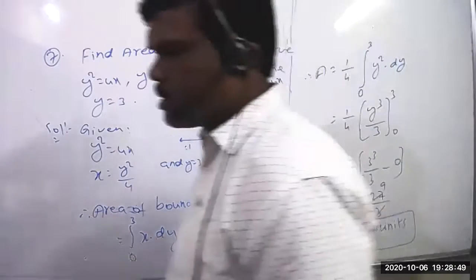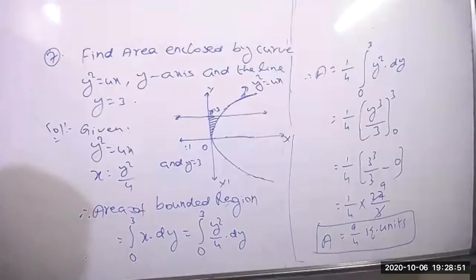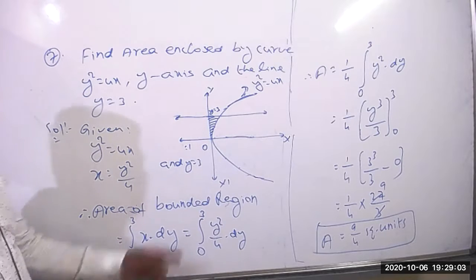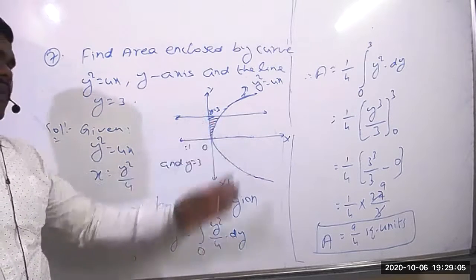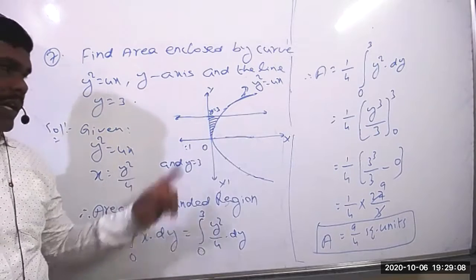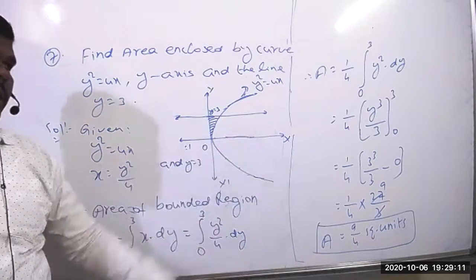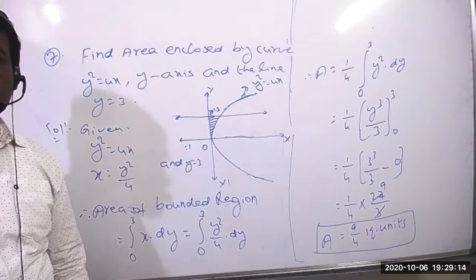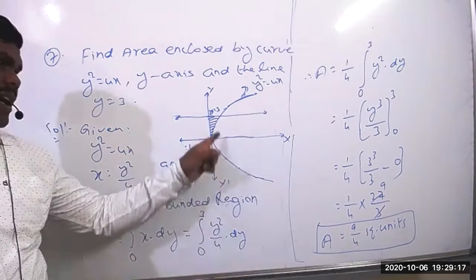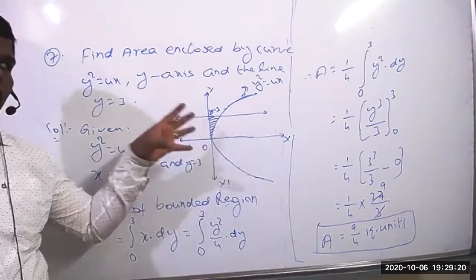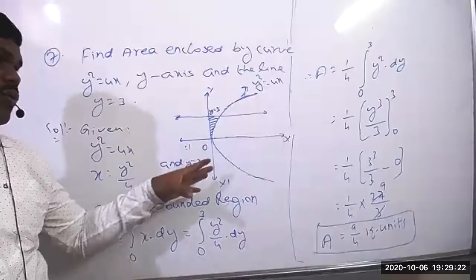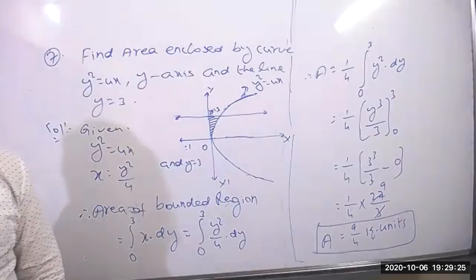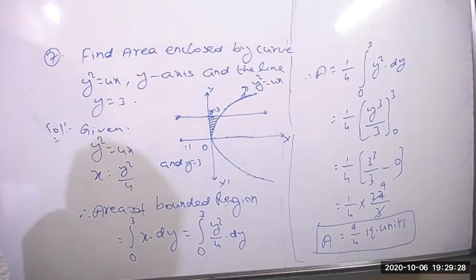Area of the bounded region: y square equal to 4x, the line y equal to 3, and the y-axis. Suppose when you draw the diagram, you take the region inside the parabola, but you did the complete procedure and found the area correctly, they will definitely reduce the marks. The diagram is more important. Diagrammatically we have to present very clearly and show clearly what we are finding. That is more important.